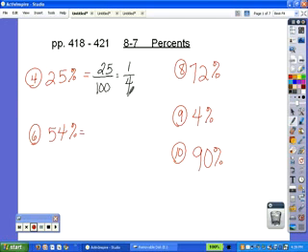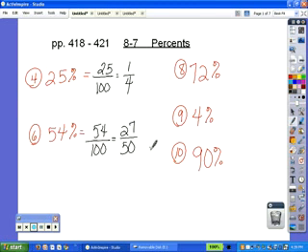and we would reduce the fraction down to 1/4. 54% would mean 54 out of 100. Then we have to see if we can reduce. Well, we know 2 can go into both 54 and 100, so we divide them both by 2, and we get 27/50ths, which cannot be reduced, so that would be our answer.